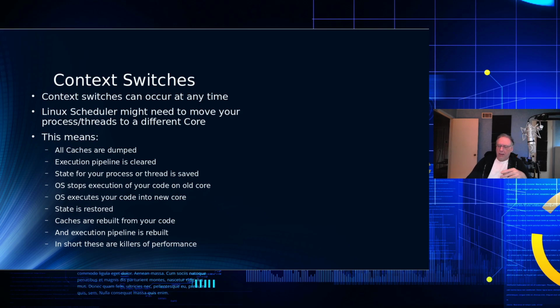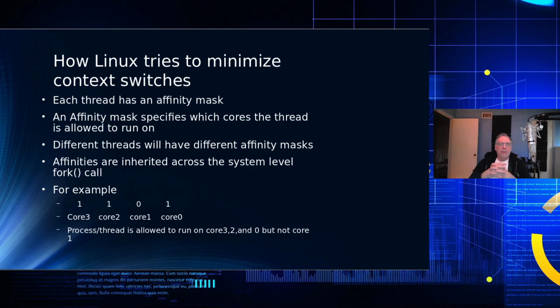So how does Linux manage that? Linux tries to minimize context switches for an application or a thread. It has an affinity mask that it uses to control where your code is running. And the other thing is the affinity mask is inherited from the parent. So whatever spawned you, whether it be the Linux scheduler or a process that performed a fork, whatever that affinity mask was, you get that as default.